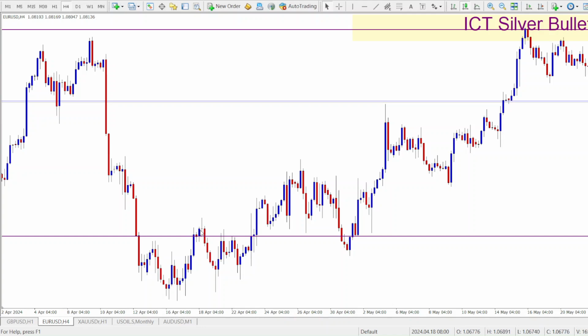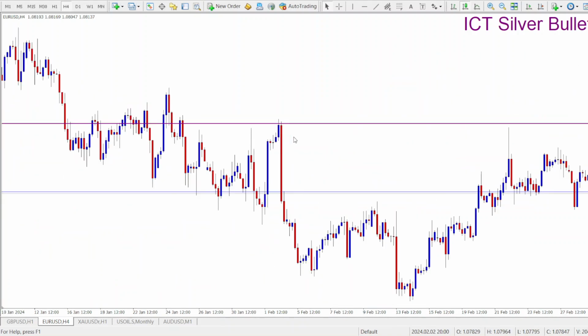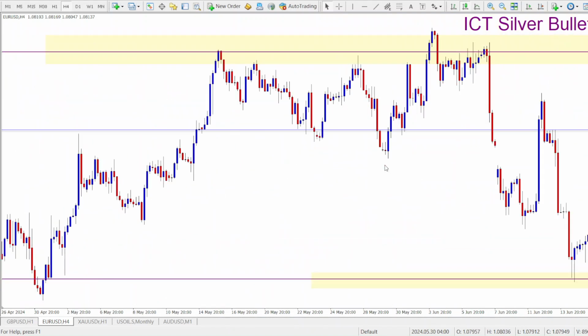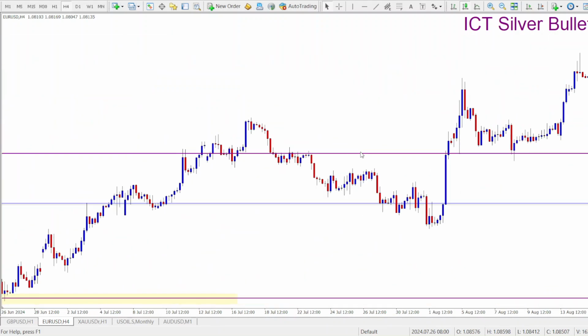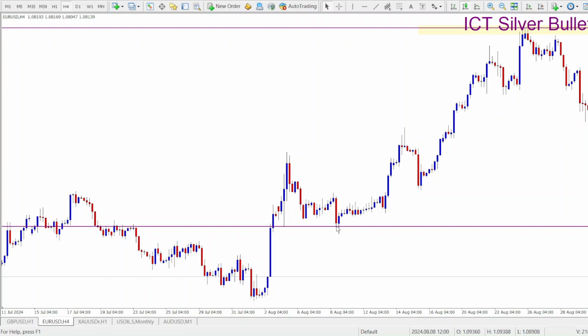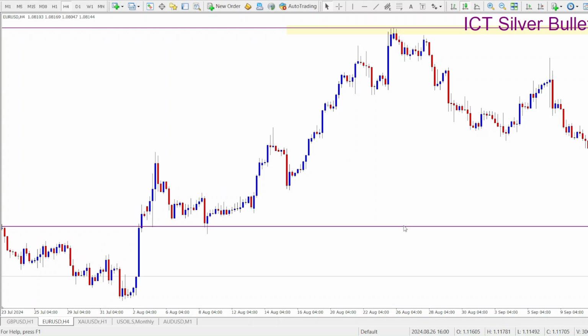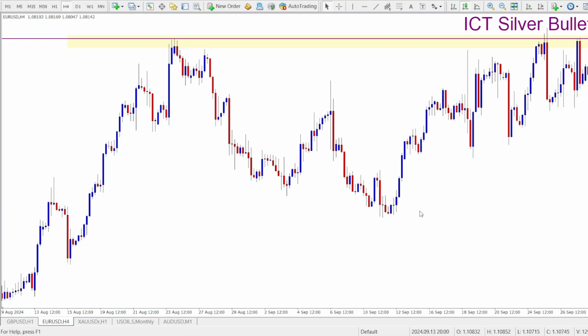We can see there was rejection here, here. Remember that it is a zone. We can see there were points of rejection, so these levels are important levels. That's why they are called silver bullet spots, because even going into the future, these levels continue to hold. We can see there were rejections here. So these levels are very important levels.